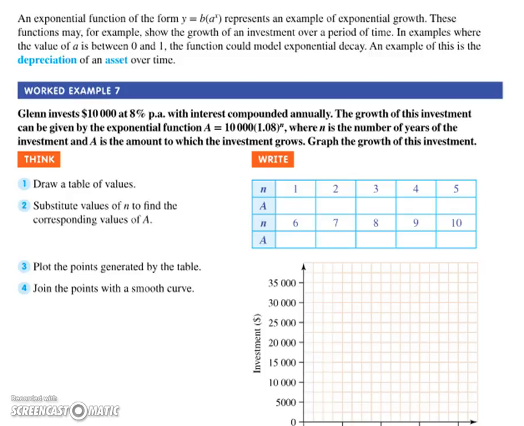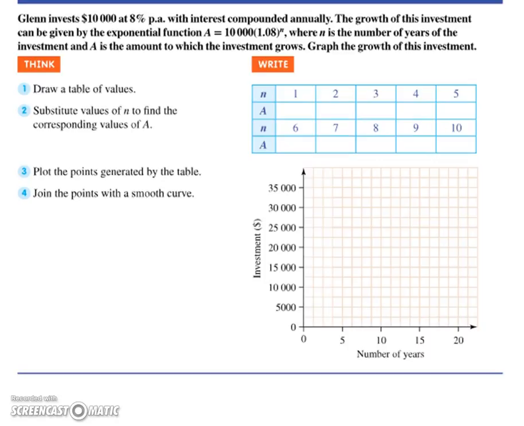Now, they haven't given us a number of years yet. What they've said is to graph the growth of this investment. So what we're given is a range of n's, and we're going to fill in that table of values, and then graph it and see what it looks like. But you can see from the function that it is in the form y equals b times a^x. Happy with that? So I'll give you about 30 seconds or so to fill in the table of values.